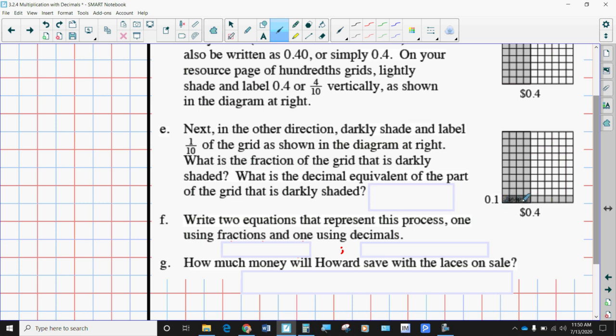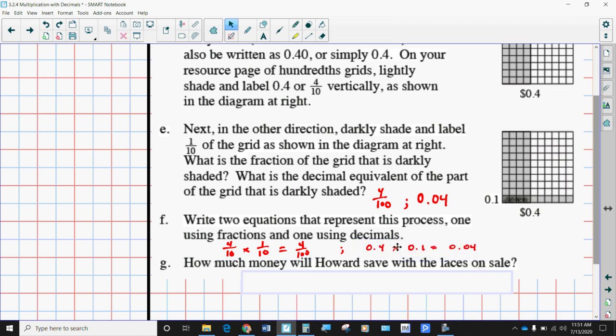So 1/10 of 4/10 is how much? It ends up being 4 out of 100. So 4/100 represents the amount of the discount. If we were to write these as equations using fractions, we would say 1/10 times 4/10 is equal to 4/100. And if we use the decimal equivalent, 0.4 times 0.1 equals 0.04. So how much money will Howard save on his laces? He's going to save a whopping 4 cents on those laces.